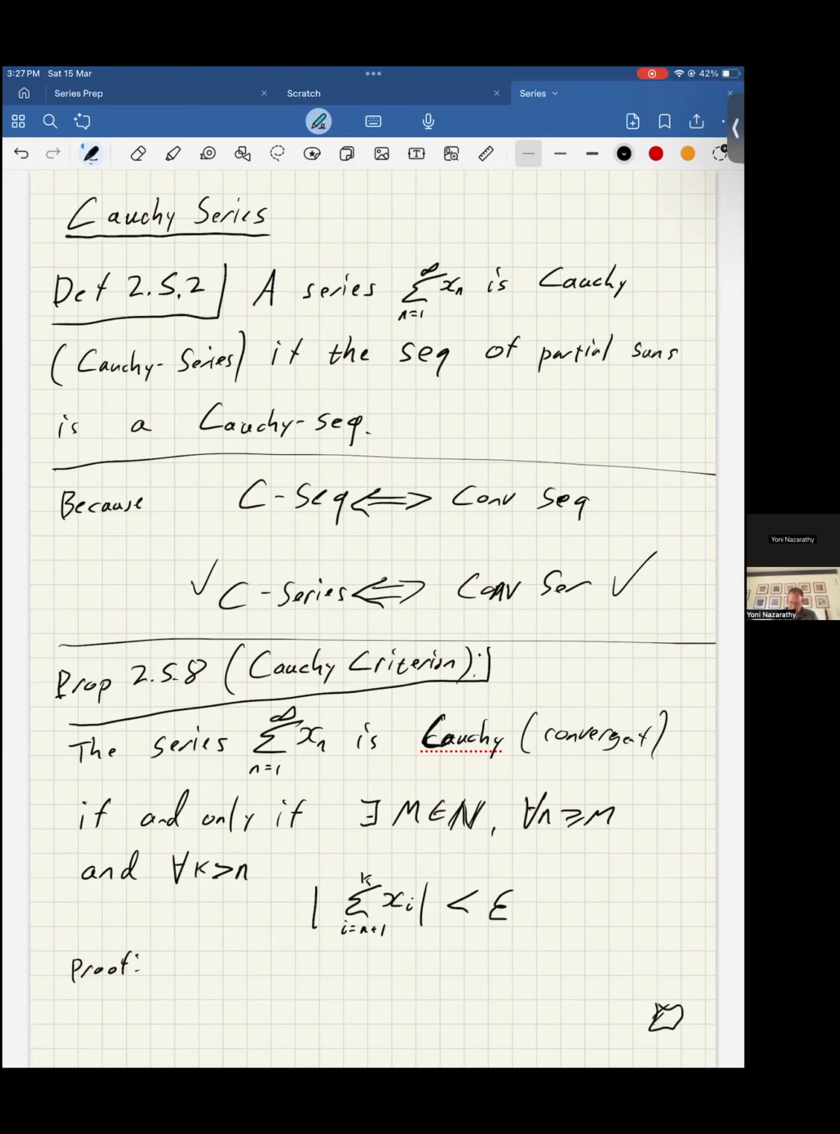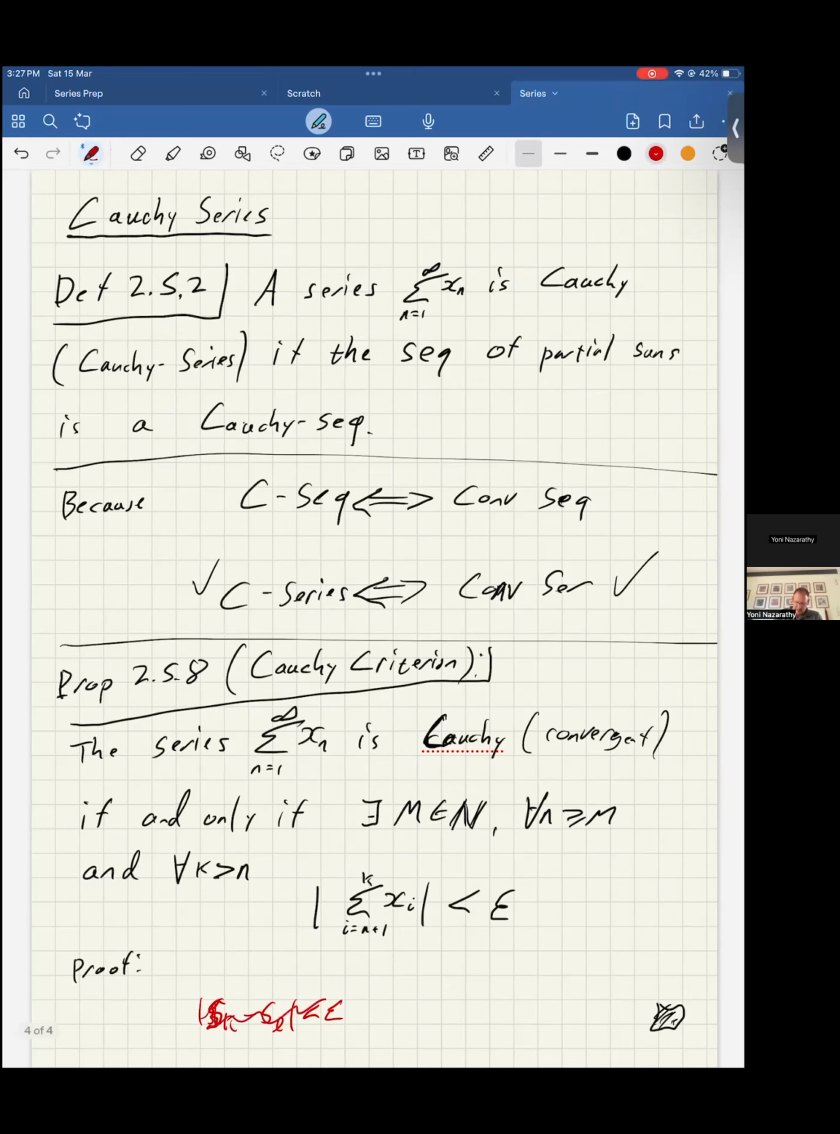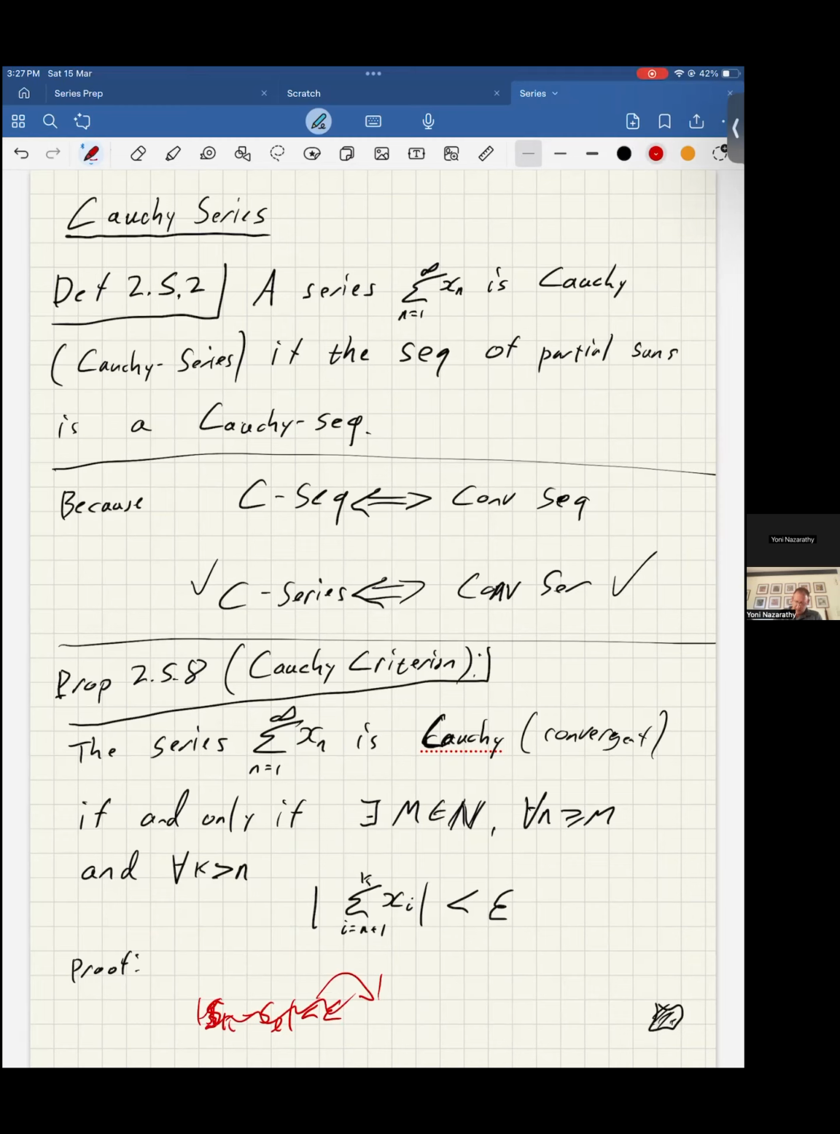I'll just say it in words. All we did for the proof of this is we said, okay, let's look at the sequence of partial sums. The series is Cauchy if the Cauchy definition of a Cauchy sequence holds, if sk minus sl is less than epsilon. But we're not going to use k and l. We're going to use here n and k, and we're going to assume that k is greater than n. So we're going to write sk minus sn.